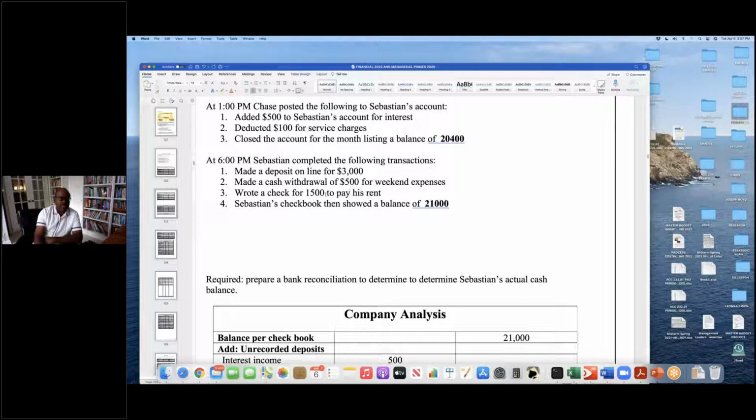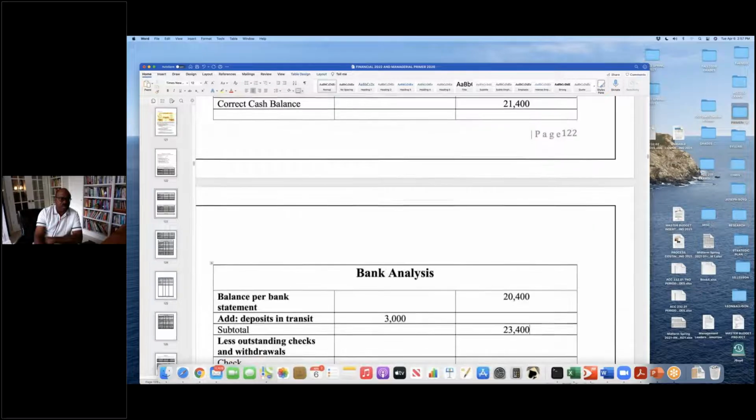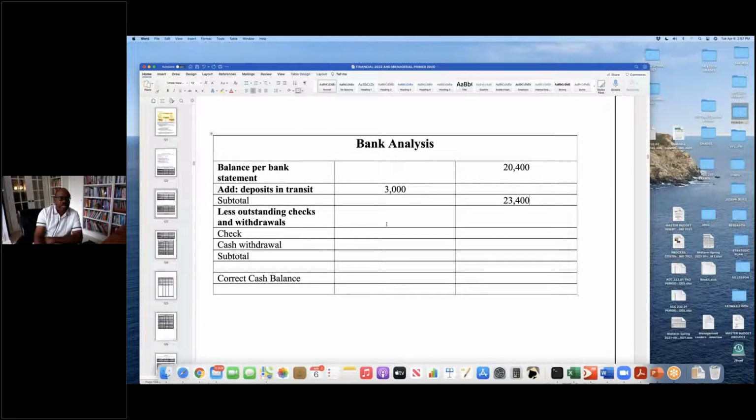The bank doesn't have the 1,500, and they don't have the $500 debit card withdrawal. So the check for 1,500, we put that here, and $500 here. So there's a subtotal of $2,000 of items that are going to clear the bank eventually, but they're not there yet. We subtract these items, and so we have 21,400.